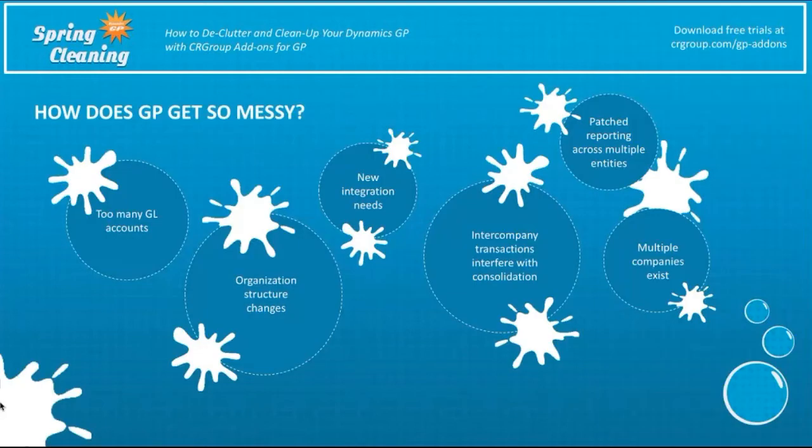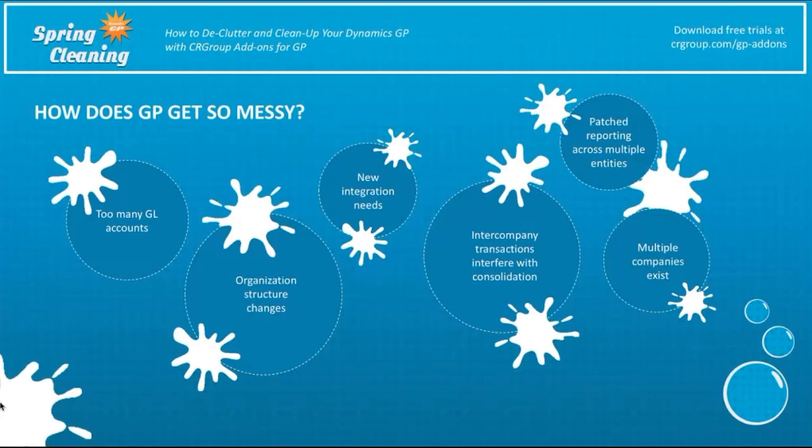How does it get so messy? Well, many of you probably know this. When we talk about GP, it seems like over time things just happen, and we go in and set up and configure these systems with lots of thought, and at the time it makes sense, and as time goes by, the organization changes, things change. So oftentimes what we see is too many GL accounts.